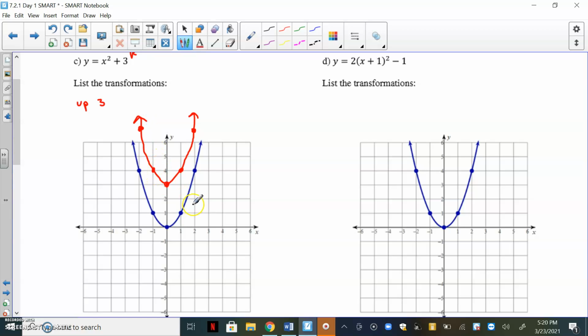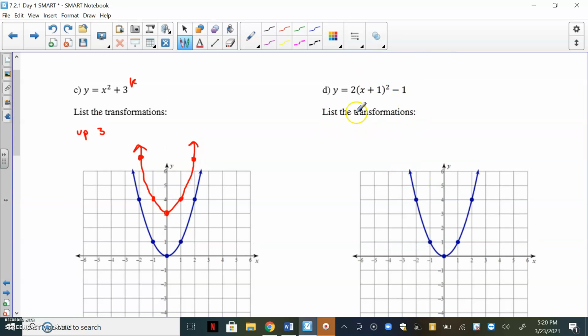Okay, and that is our final product. So this last problem is a little bit trickier. Now I have multiple transformations going on, so it's really important that we list all of them and go step at a time.